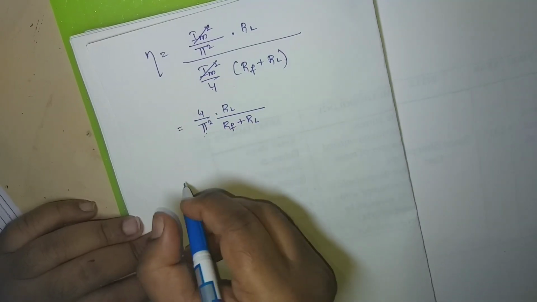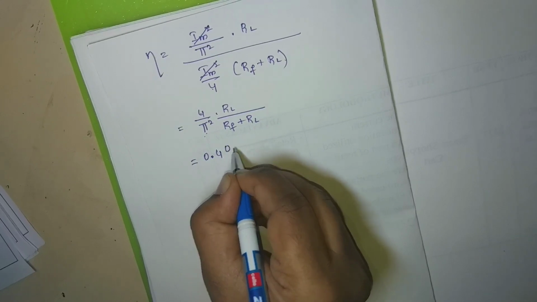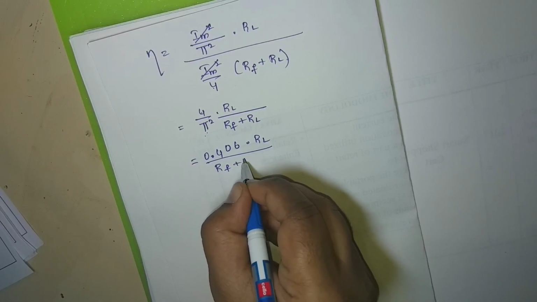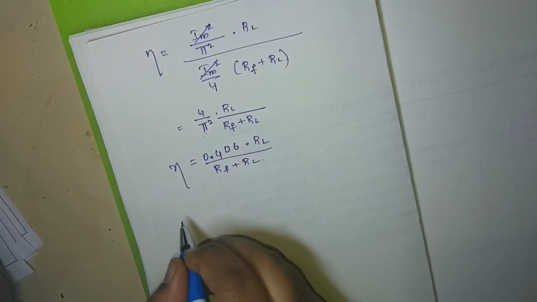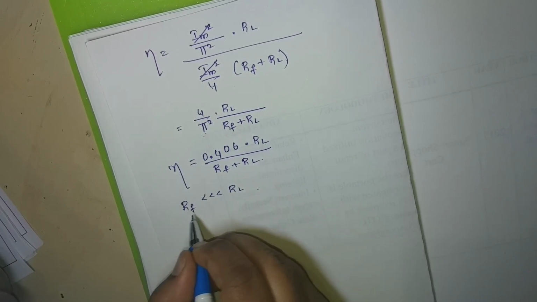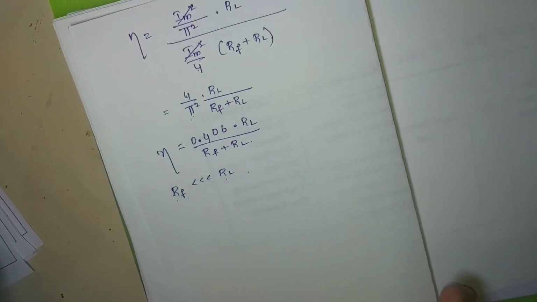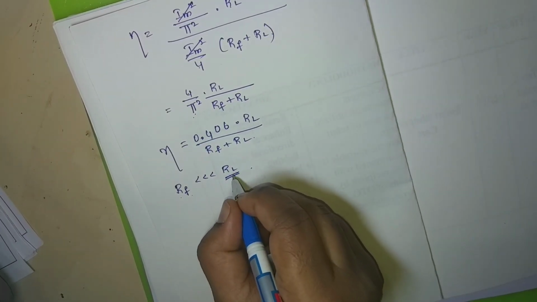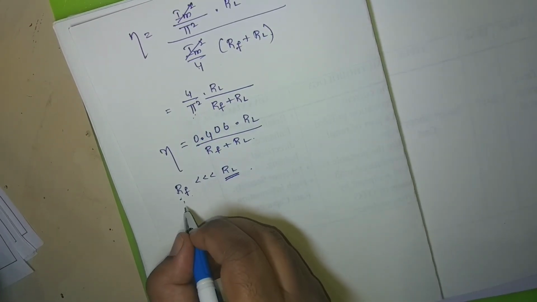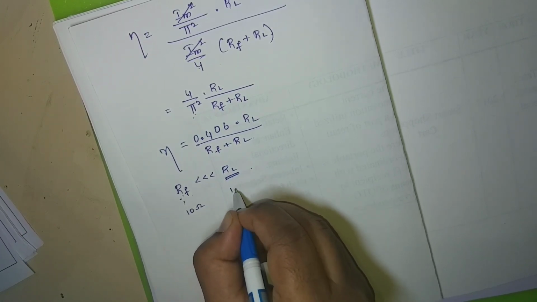Okay. So 4 divided by pi square, if you use a calculator, you will get 0.406. So 0.406 into RL divided by (RF plus RL). Suppose this is the efficiency. Suppose the RF value is very much smaller than RL. RF will normally be very small, whereas the load we actually take in terms of mega ohms. So the RL value is very high compared to RF. Say for example, I assume, just as an assumption, that the value of RF is 10 ohm and RL is 1 mega ohm.